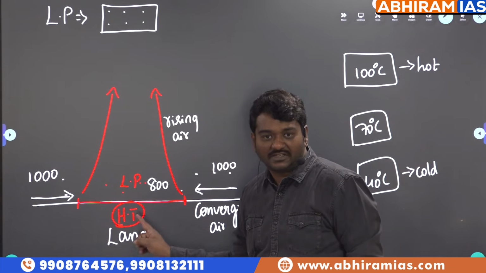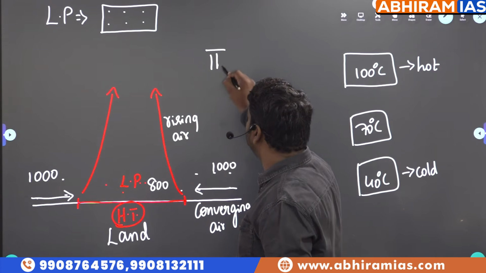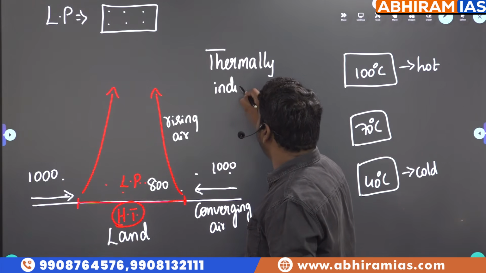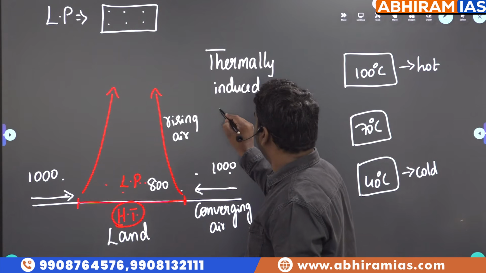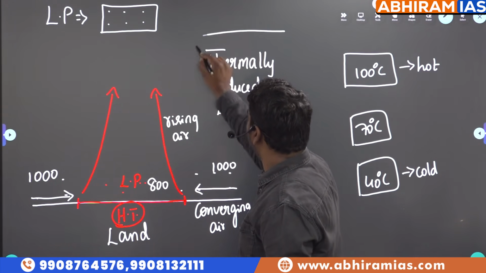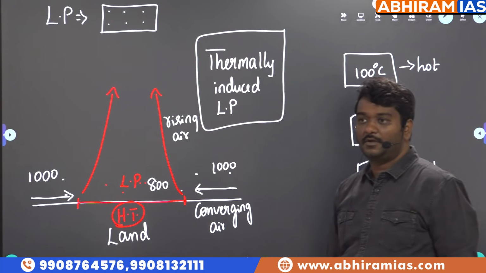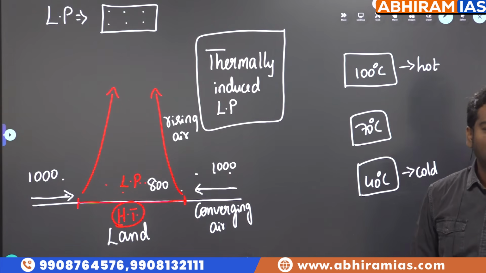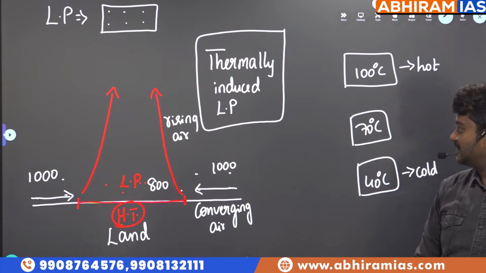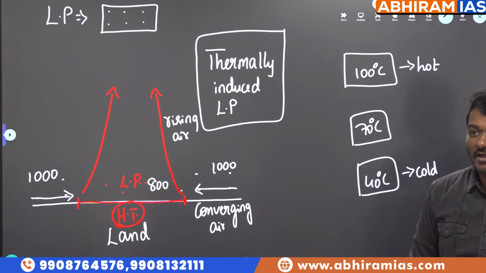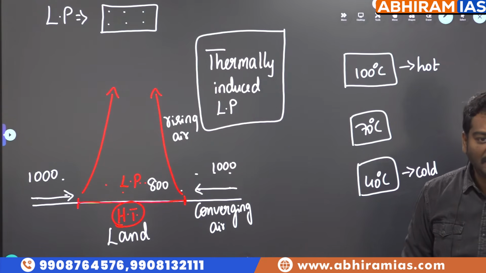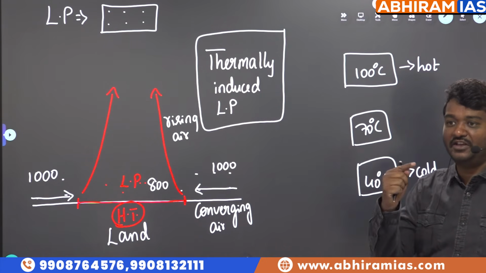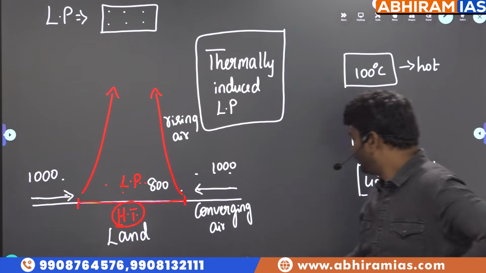As it is occurring because of Earth's surface temperature, we call this as thermally induced low pressure. What is this called as? Thermally induced low pressure. Can you please tell me, is air rising? Yes. If air rises, will it adiabatically cool? If it adiabatically cools, will it give rainfall? Yes. So, which areas do you see thermally induced low pressure giving rainfall?